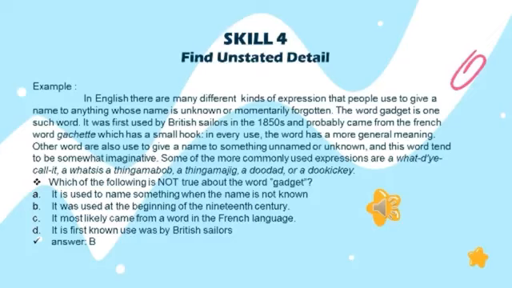Find unstated detail. This kind of method is like the stated detail question. This kind of method also inquires about the information found in the literature. The difference is in how to obtain an answer. In the stated detail question, the answer is in the literature given, while in the unstated detail question, the answer can be obtained from a conclusion drawn from the information given in the literature.